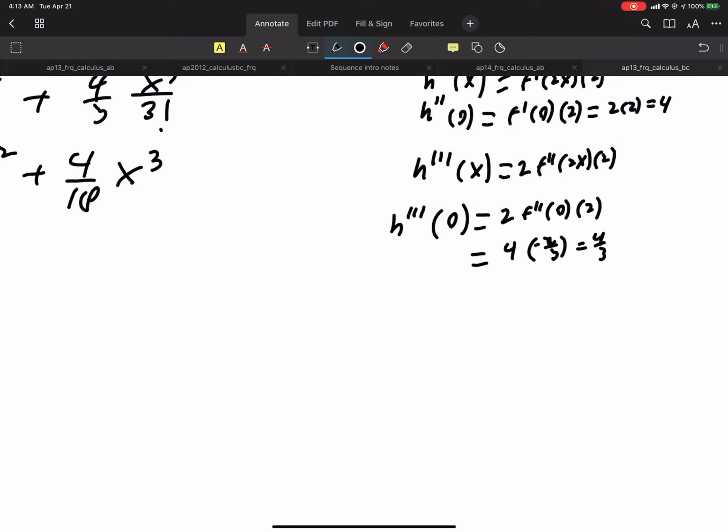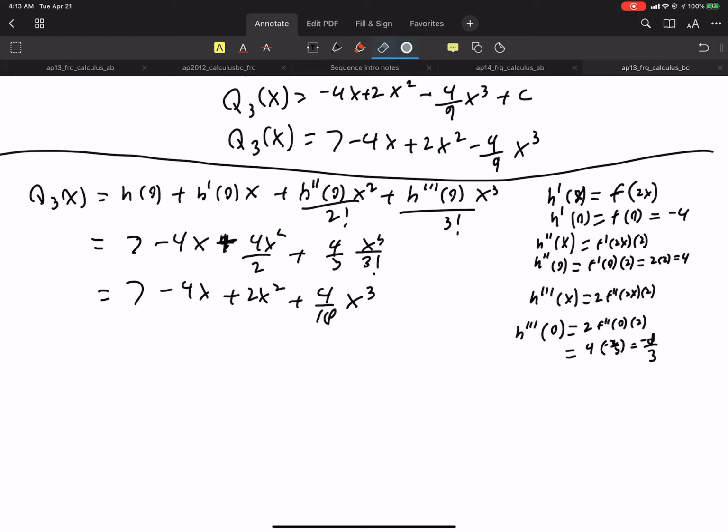That'll be negative 8/3. So this would be negative 8/3, making this negative 8. 6 times 3 is 18. All right, that reduces to 4/9.